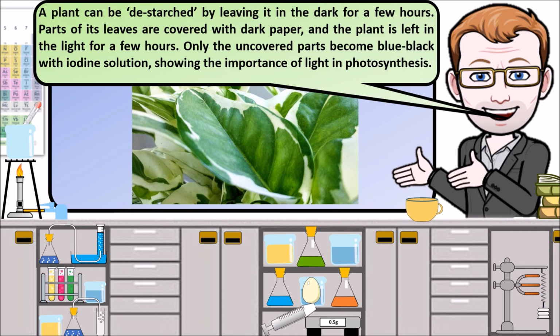So the plant can be de-starched by leaving it in the dark for a few hours. So parts of its leaves can be covered with dark paper, and the other part of the plant is left in the light for a few hours. You can then uncover it and test the leaves separately to see if any starch is present in them. And we should see that the part that has been in the dark will have a much lower concentration or much fewer areas where starch is present.